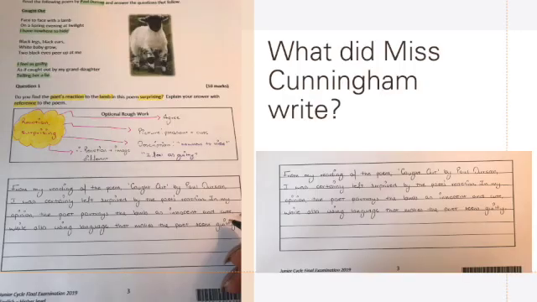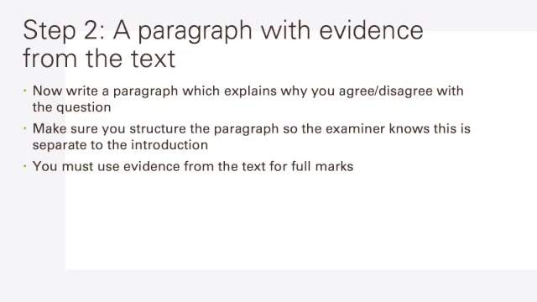So what did Ms. Cunningham write for this? You'll see that I've filled in my introductory sentence, and I have said, from my reading of the poem Caught Out by Paul Durcan, I was certainly left surprised by the poet's reaction. In my opinion, the poet portrays the lamb as innocent and cute, while also using language that makes the poet seem guilty. The next thing we need to do is write a paragraph with evidence from the text.